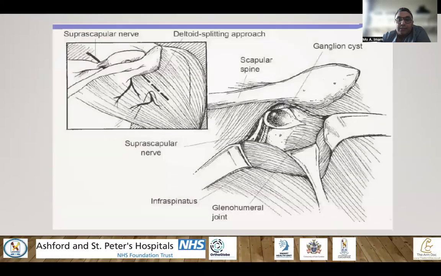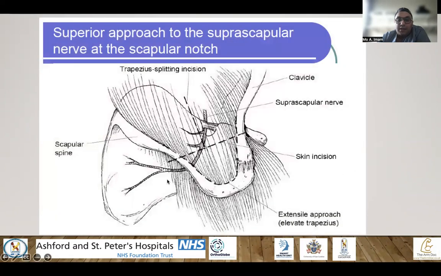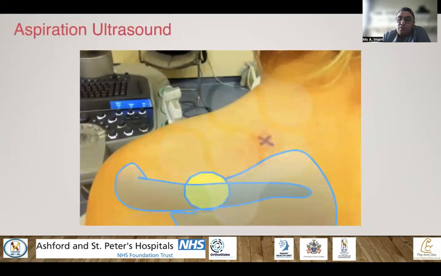With the open approach, you can do a deltoid splitting approach, or you can go from the top with either a direct skin incision over the superior transverse ligament, which is the trapezius splitting approach, or in case of masses or lesions, you can go with an extensile approach where you elevate the trapezius. Obviously, in the right hands, you can undertake an ultrasound-guided aspiration, which can be successful here.